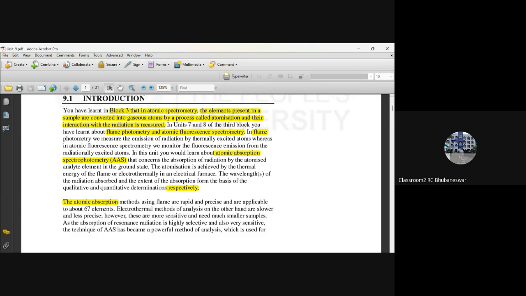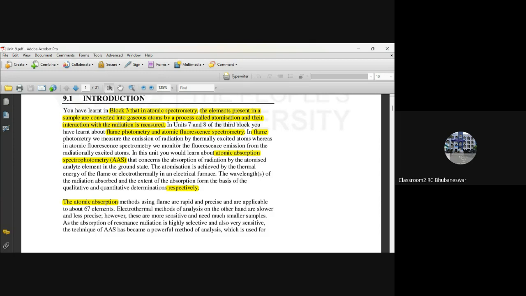If you see the principle, it is more or less the same for all spectroscopy, but the instrumentation technique and the monochromator or filter adjustment may be different. But all are based on the principle of light and matter interaction. As I was telling you in the last class, if light is falling on matter, then it is absorbing some energy. Absorbing some energy means what will happen? There must be some change. What is that change?